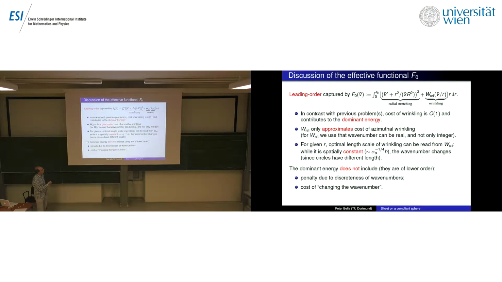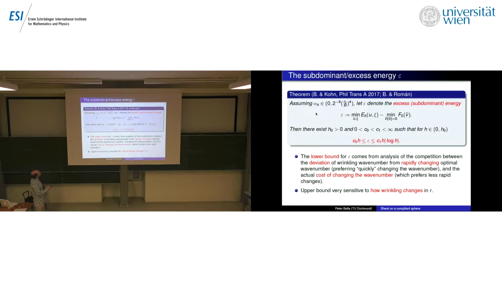And the other one is also the cost of what I call the discreteness of the wave numbers. Let's say the optimal length scale is again 1, but now I'm at a circle which has length 11.5. So of course we need to make a choice: how many wrinkles will we have? And since it will not be exactly 1, we'll pay a price for that. So here I'm repeating the statement.